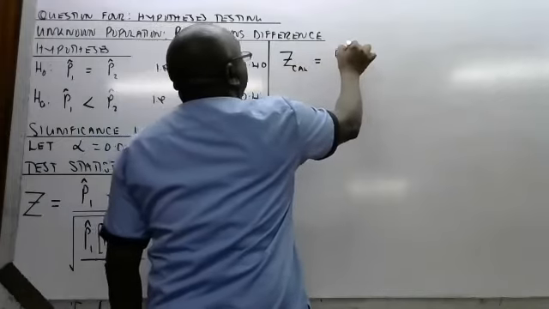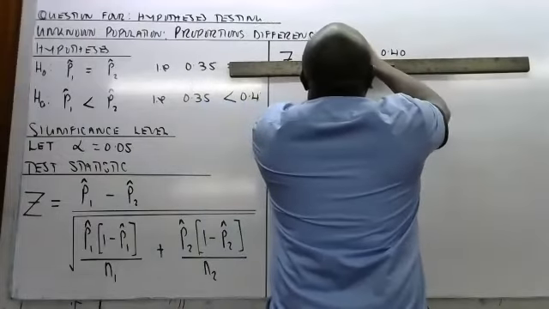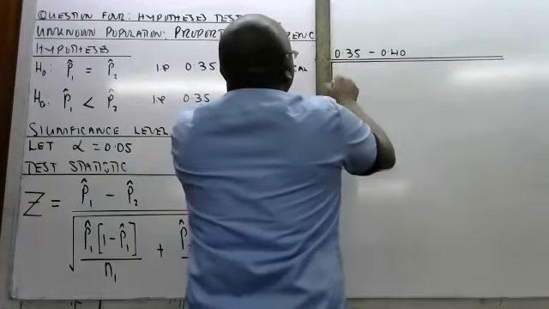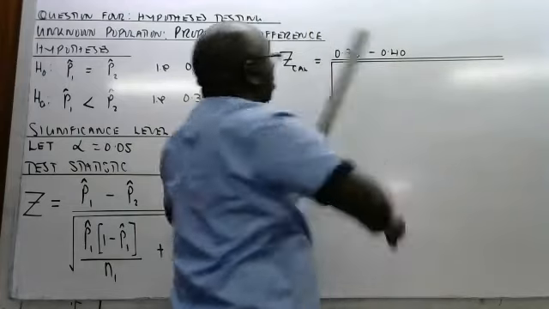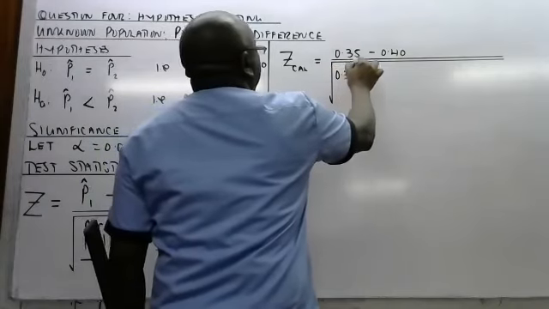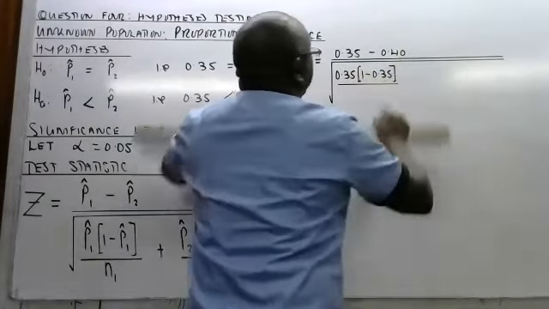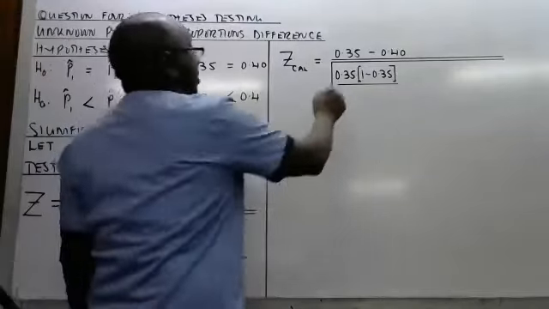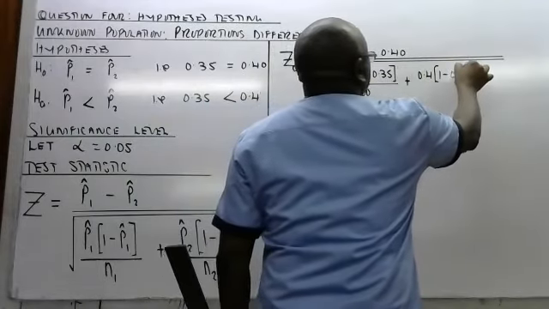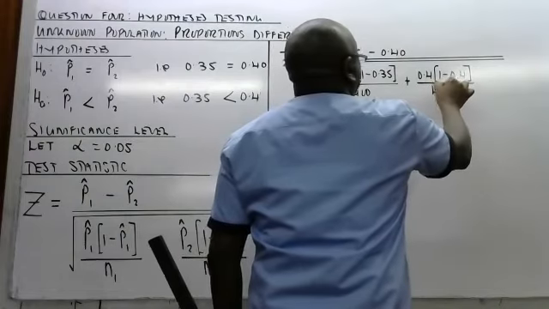Z calculated is 0.35 minus 0.40, divided by the square root of 0.35 in brackets 1 minus 0.35, divided by the first group, how many passes? 400, plus 0.4 in brackets 1 minus 0.4, and the second group had 400 also. Okay, 400.